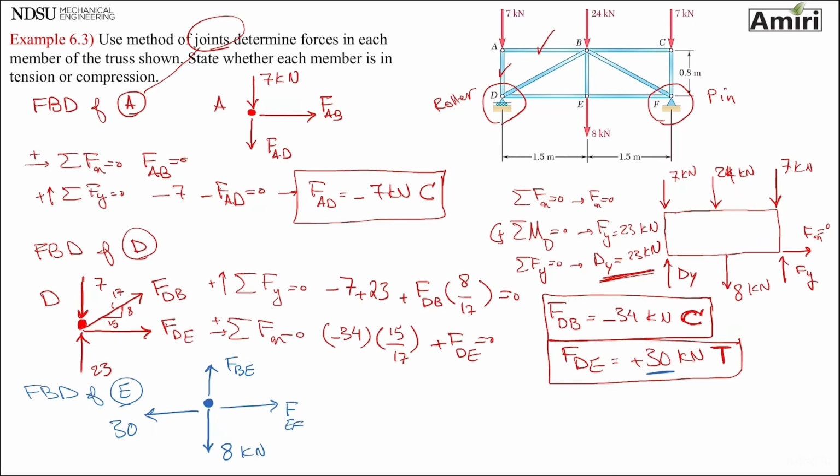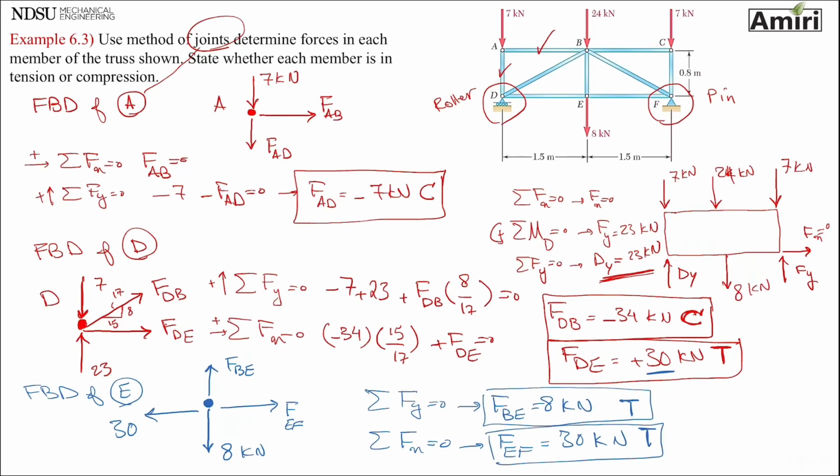Okay, this looks simple enough. Summation of forces in Y equals 0. FBE should be 8. Summation of forces in X is 0. FEF equals 30 kilonewton. They're both tension forces.